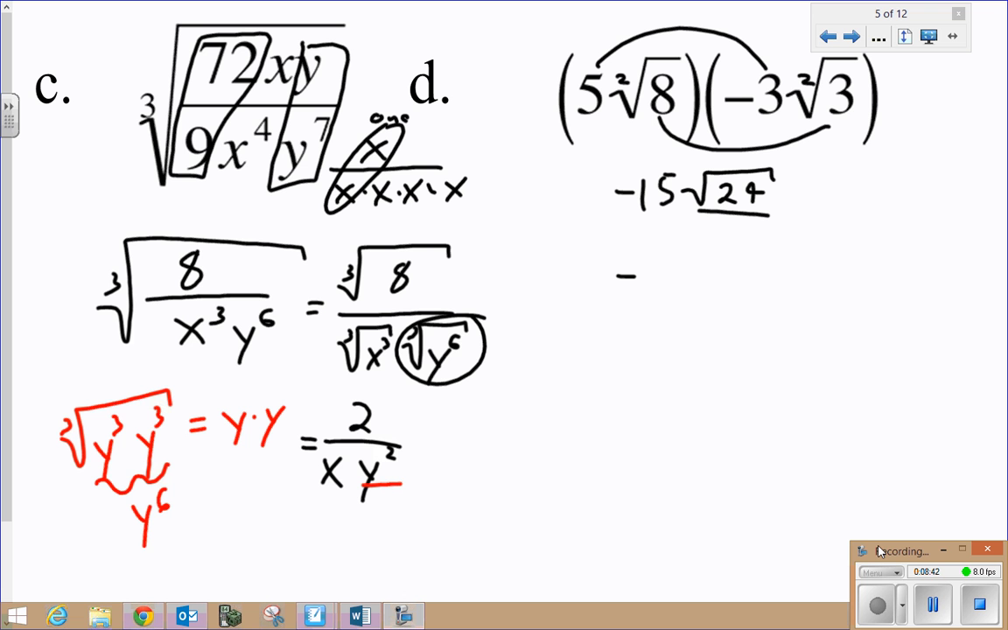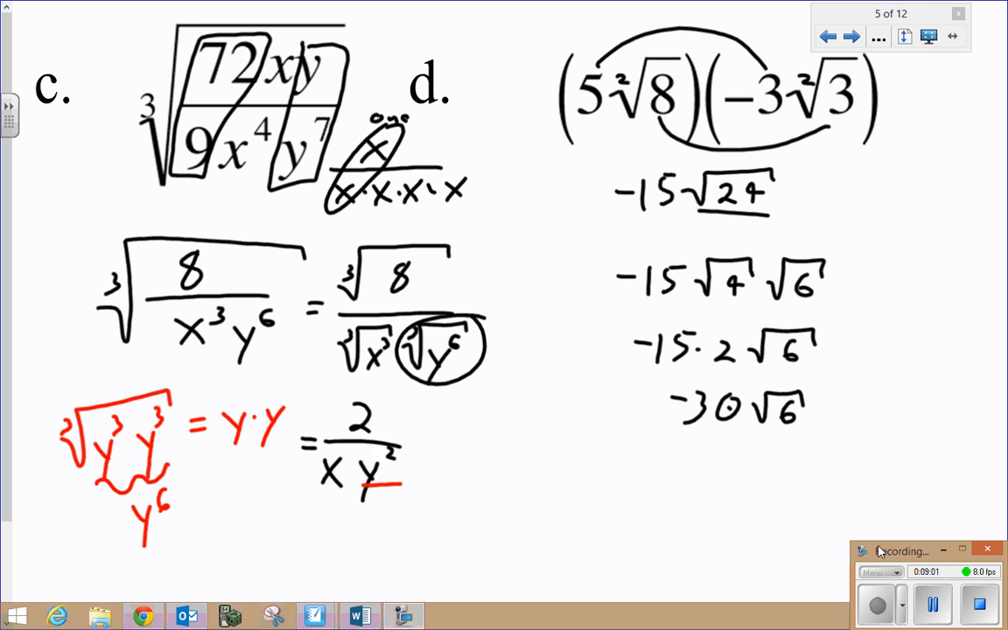I'm looking for perfect squares. I go into 24. I'm going to get the square root of 4 times the square root of 6 is 24. Square root of 4 is 2. And now I can combine that with 15 and get this to be negative 30 times the square root of 6. I've simplified it there.